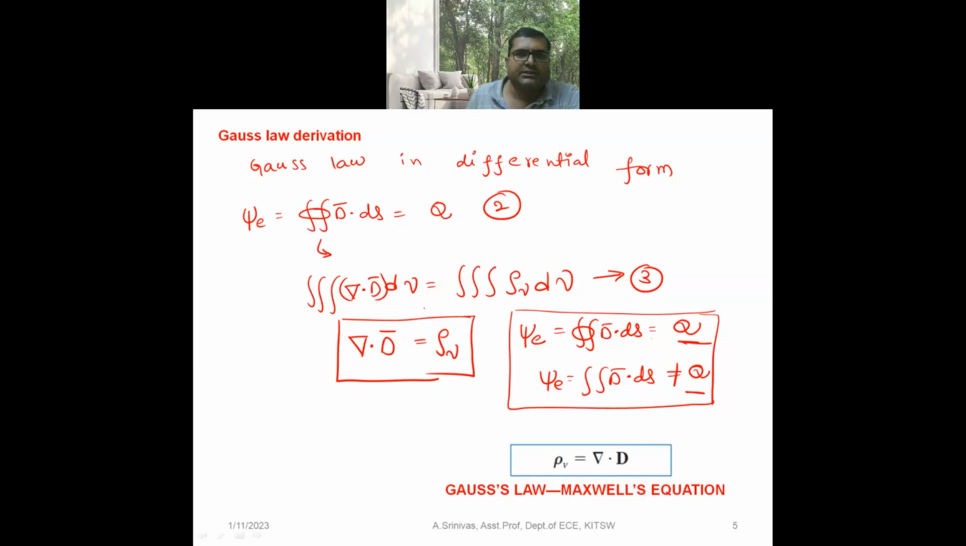Once again I will repeat the statement of Gauss law. The electric flux through any closed surface surrounding the charge is equal to the amount of charge enclosed by that surface.